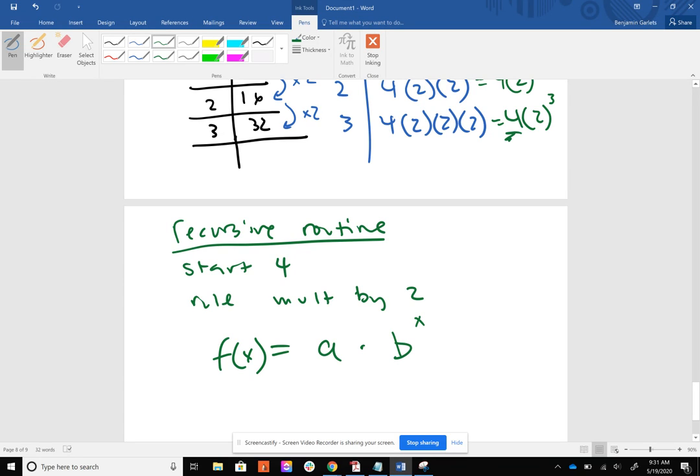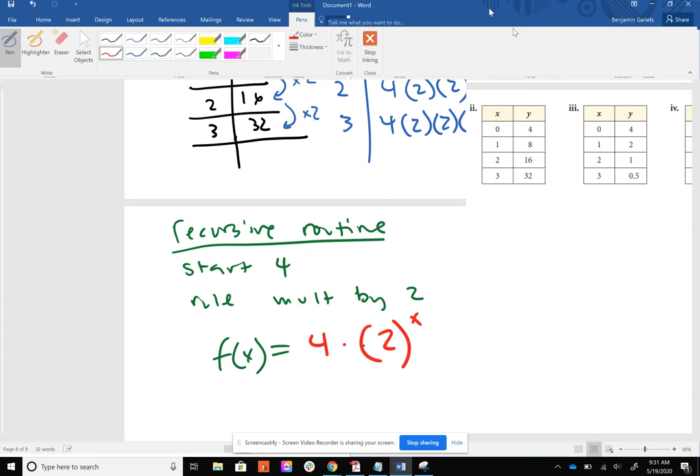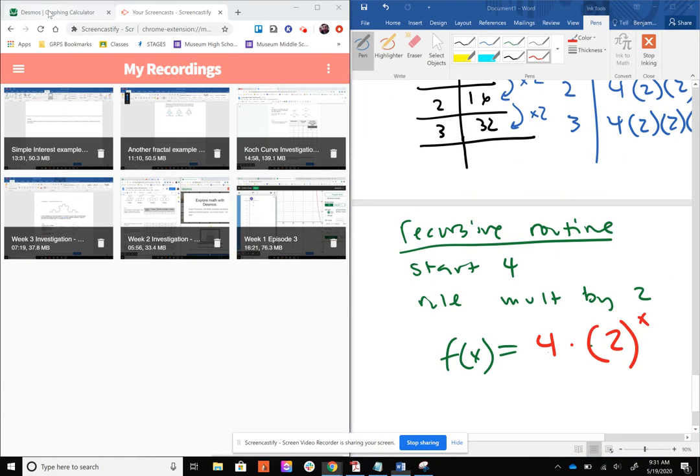So I know that my starting value is 4. So I'm going to replace a with 4. And I know that my multiplier is 2. So I'm going to replace that with 2. So now I've got this function, 4 times 2 to the x power. So let's just double check this in Desmos.